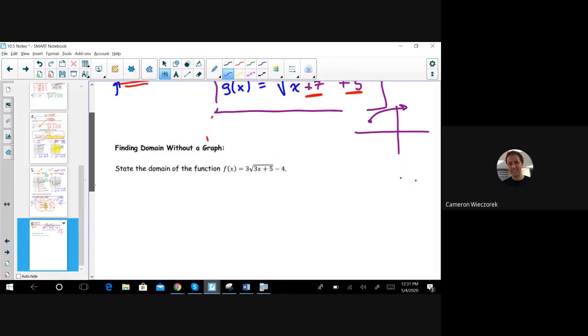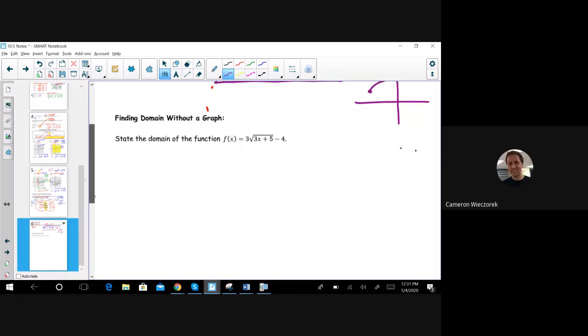All right, last one. I've mentioned this and given you the clue about this throughout the notes, but this is one really where you don't have the graph to look at, and it looks very complicated when you look at the equation. So if you want to know what's the domain of a function when they don't give you a graph, you have f of x equals 3 times the square root of 3x plus 5 minus 4. All you do is you remind yourself, first of all, that domain means x values.